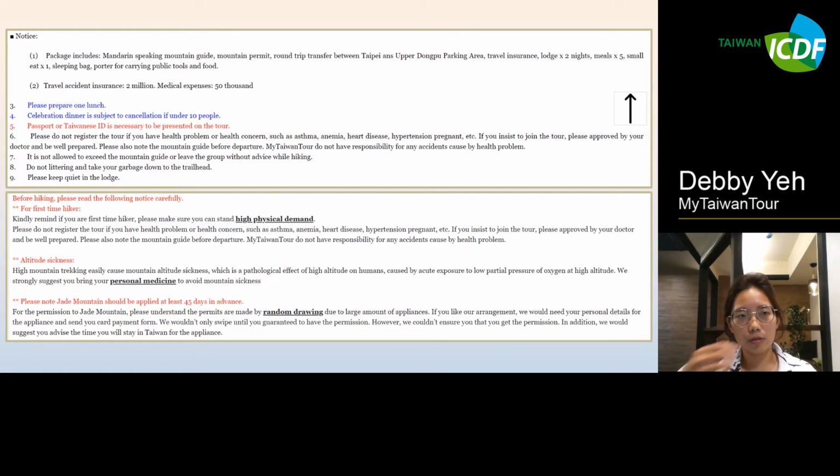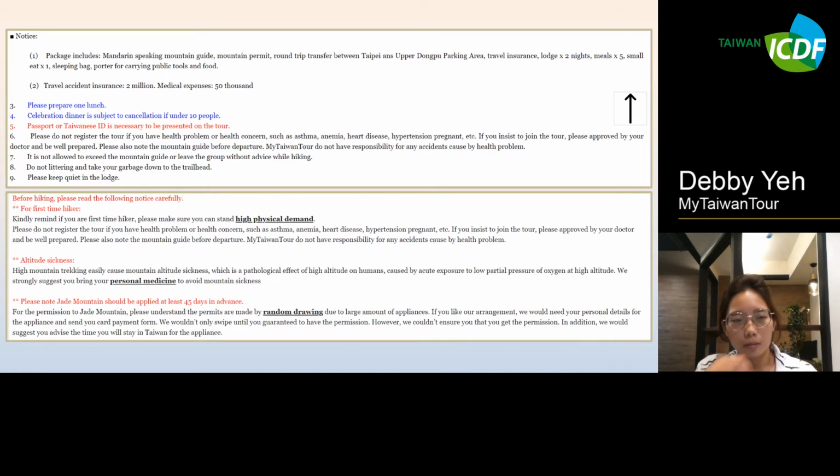And also because hiking or water activities need some physical restrictions, before they sign up for the tour, you also need to send the clients some notice, like for the first-time hiker, the high physical demand, or the personal physical situation that they might need to take care of.